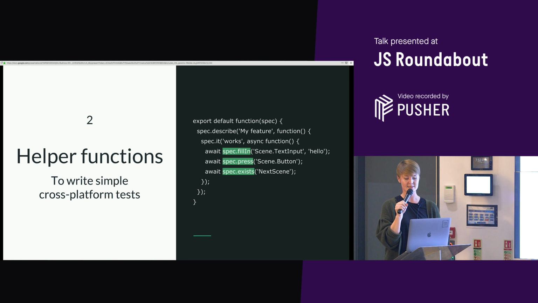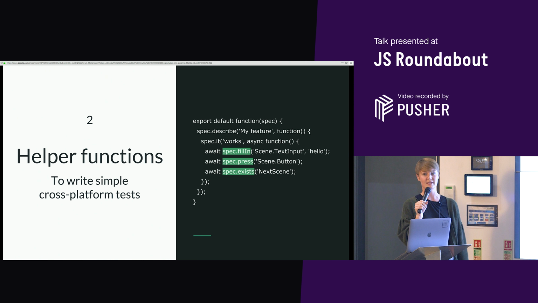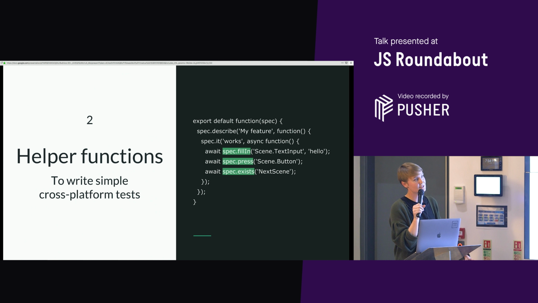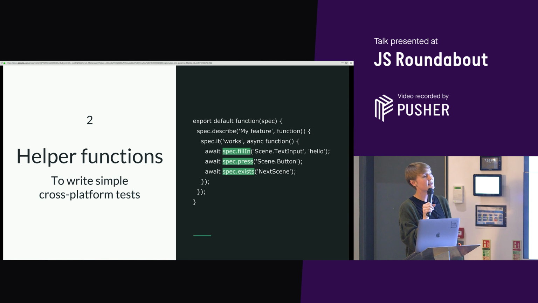So second of all, you get some helper functions. And if any of you are familiar with Jasmine or Mocha or RSpec, these are going to look super similar to that. At the moment, we've focused on the ones that we thought were most useful and the ones that we come across most often when we are testing our app.